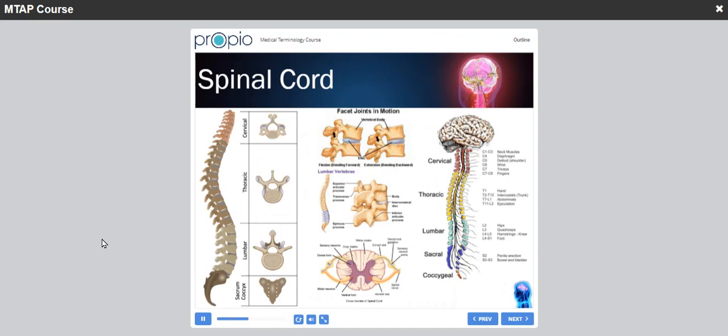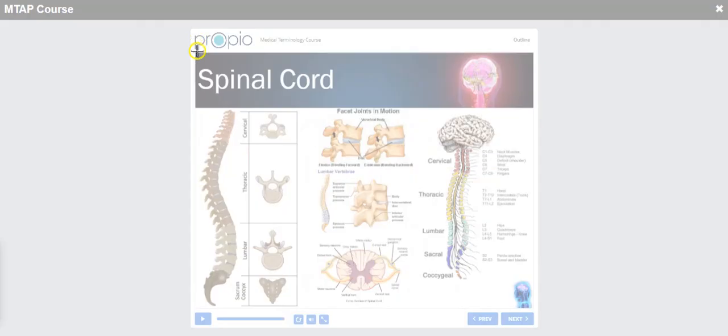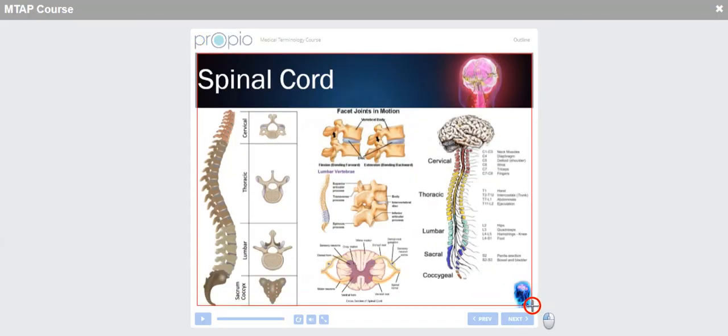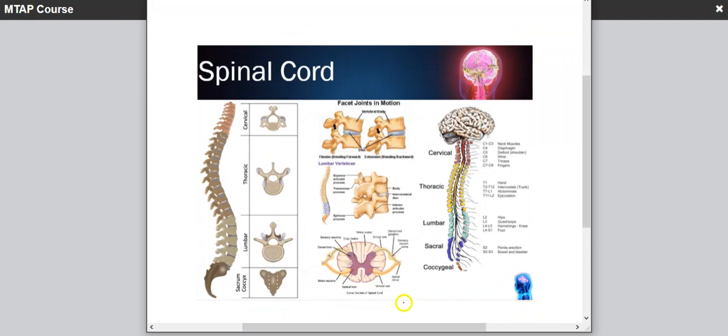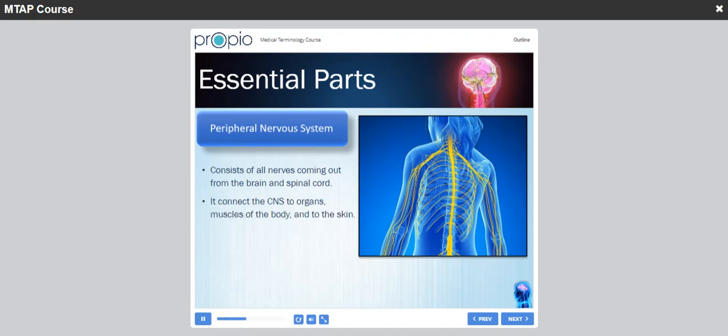Peripheral nervous system is one of the two components of the nervous system. It consists of all nerves coming out from the brain and spinal cord. Its role is to connect the CNS, or central nervous system, to organs, muscles of the body, and to the skin. It also allows the CNS to exchange information with other parts of the body.